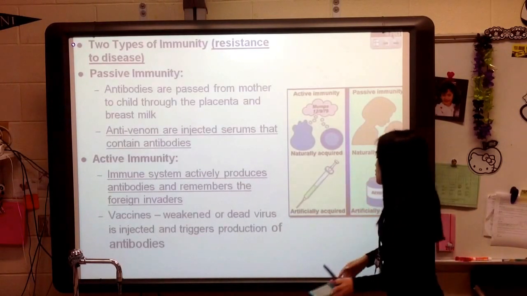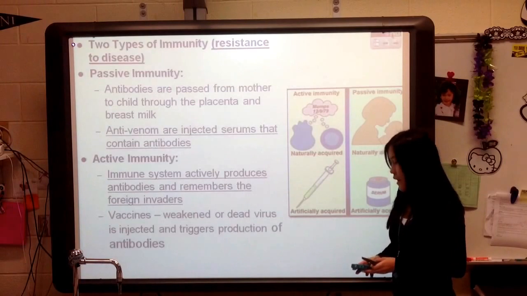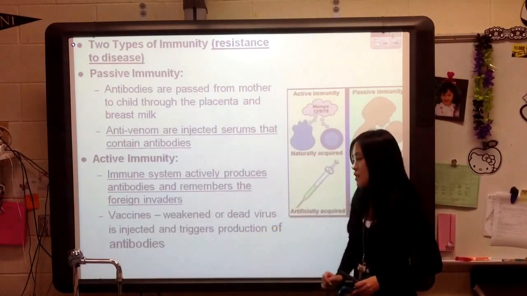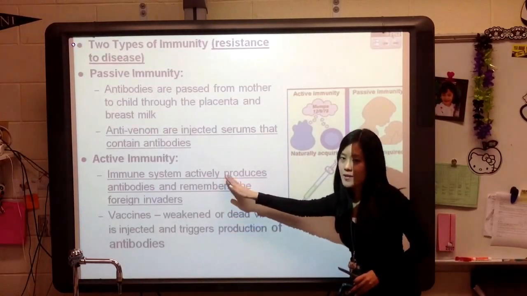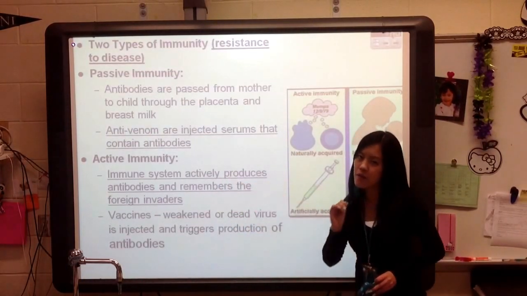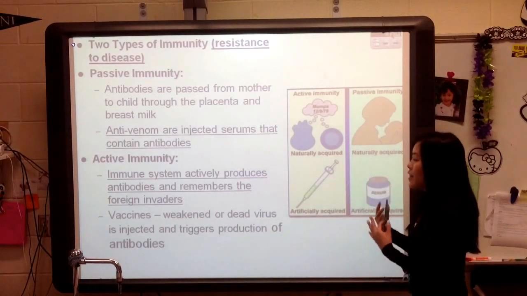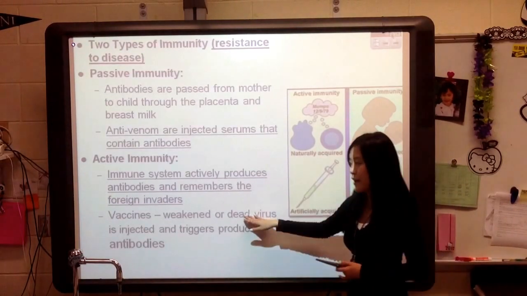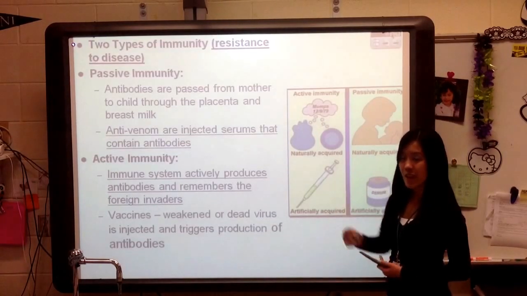The artificial way would be through vaccines. And a vaccine is a weakened or dead virus that's injected into the body, and this is going to trigger that immune response. So you're basically tricking your body. You're giving the body a little bit of that virus that normally would make you sick, and then you're going to allow your body to try to fight off something that is dead or weak. And so you have a very high chance of getting rid of that.